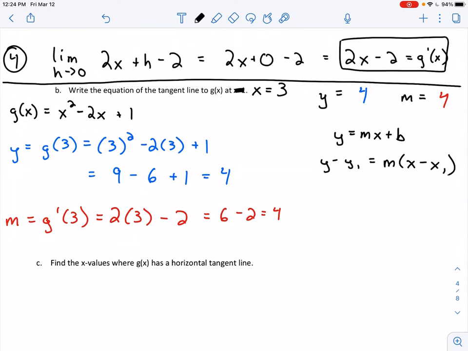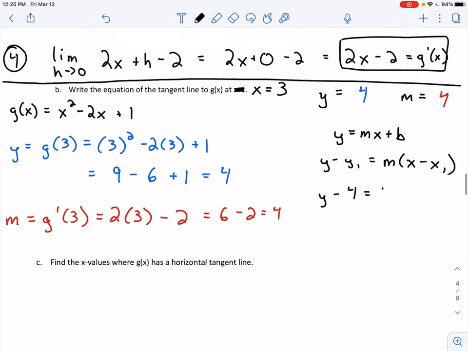That's how I'm going to be finding the equation of the tangent line here. So I'm going to take my y value, plug that in for y1. I'm going to take my slope, we'll plug that in for m, and then I'll take my x value and plug that in for x1. So y minus my y value, which is 4, equals m, our slope was also 4, times x minus my x coordinate, which was 3 here. And I'm just going to take this equation and solve it for y.